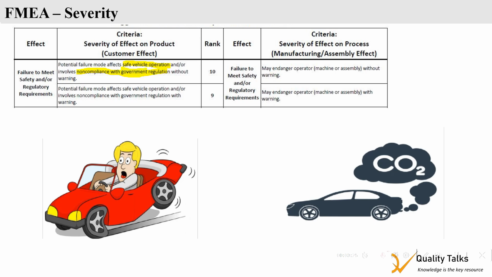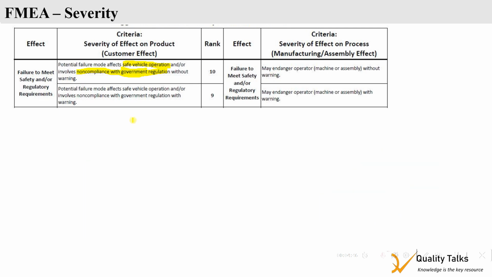So a vehicle meeting an accident is impacting safe vehicle operation. Take a case where the brake fails. It means safe vehicle operation is impacted. Now, non-compliance with the regulation. Take a case, our vehicles in India now are with the BS6 emission compliance. So any failure which results in non-compliance with respect to the BS6 emission norms will fall in this category.